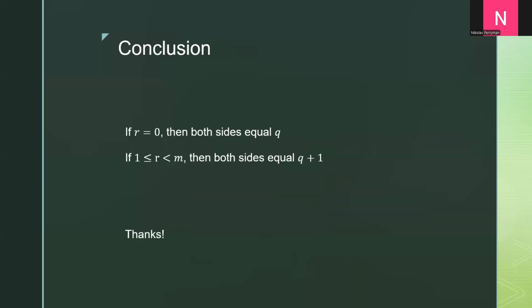So taking all of that into account, we can determine that if r equals 0, then both sides equal q, which means that both sides are equal to each other. If r is greater than or equal to 1 and less than m, then both sides equal q plus 1. So both sides equal each other. And I'm not entirely sure that that's exactly proving it, but that works for me.